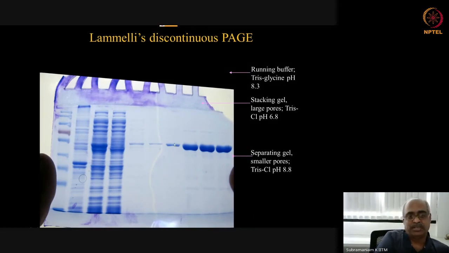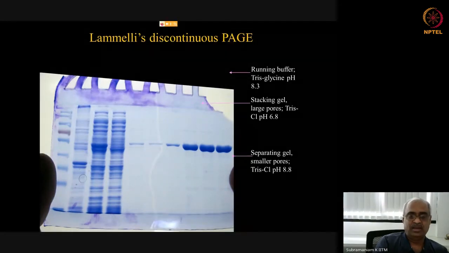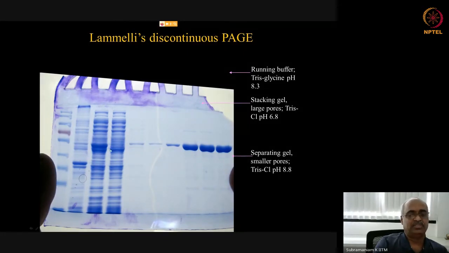So this is the basic principle of discontinuous polyacrylamide gel electrophoresis. So this gel can be used without adding SDS as well. But when you add SDS, we call it SDS-PAGE. So I told you the sample, the mixture of proteins, is boiled in SDS, and therefore the protein is denatured, and then you have a certain number of SDS molecules bound to the protein, and the number of SDS molecules bound depends on the length of the polypeptide chain. So with these two modifications, we get a separation like this.